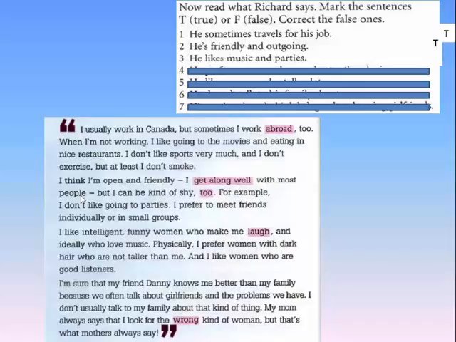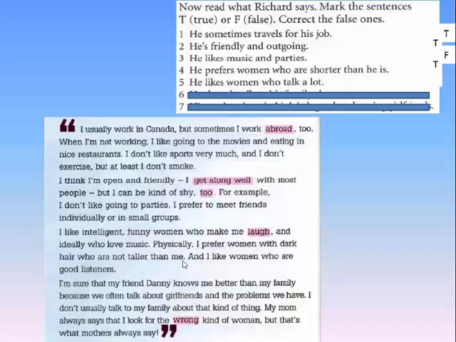He likes music and parties. I don't like going to parties, so that is false. He prefers women who are shorter than he is. I prefer women with dark hair who are not taller than me, so that is true.